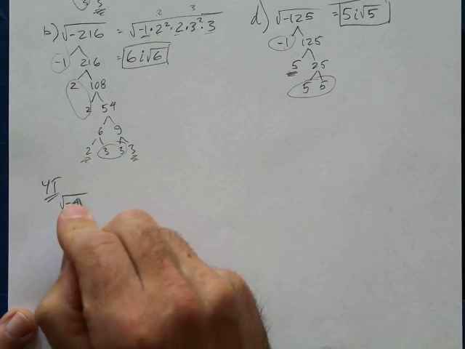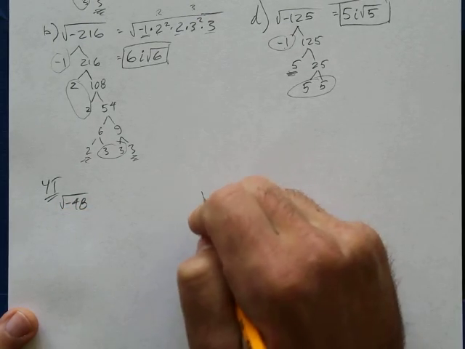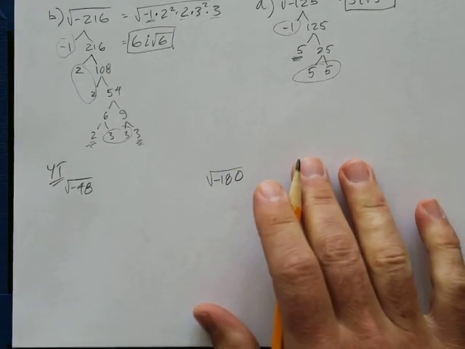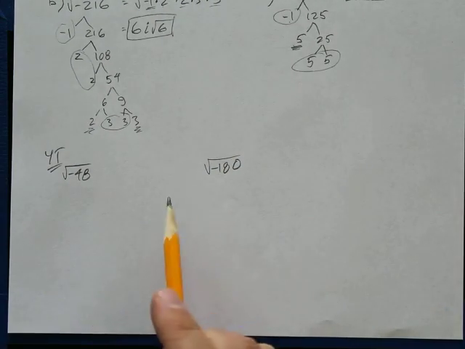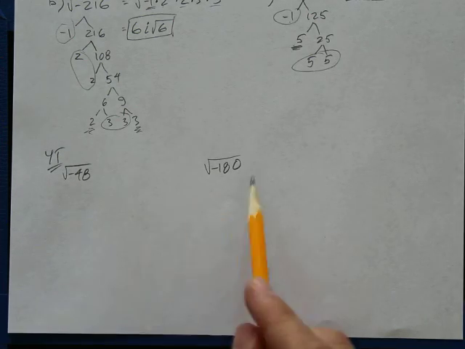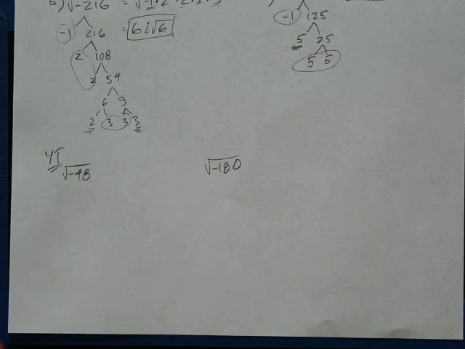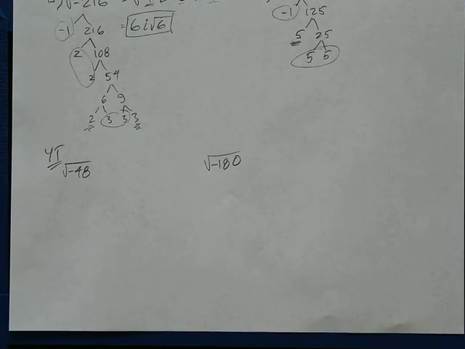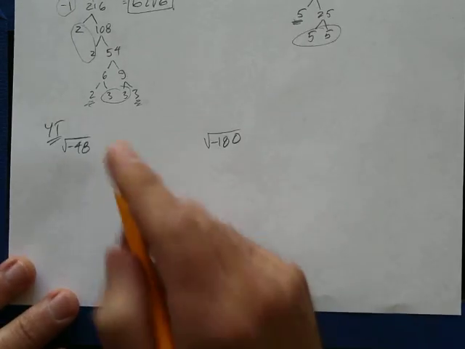Square root of negative 48 and the square root of negative 180. All right, so go ahead and pause right now and do these two, and when you're done, we'll unpause and we'll take a look at it together. Go. All right, let's see how you did.